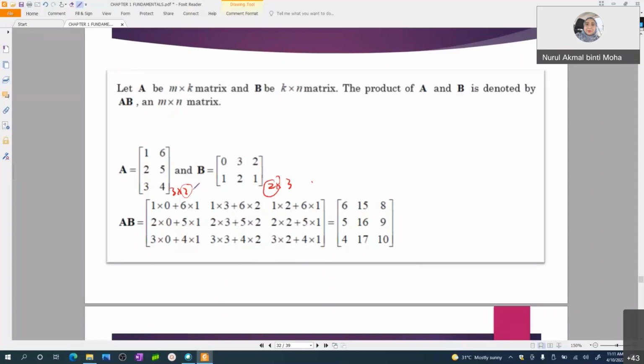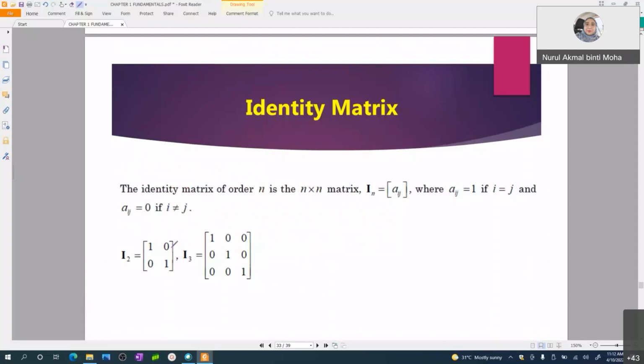Okay, saya rasa semua this is just revision. Then for the identity, it means that the elements of the diagonal matrix are 1, but the other elements other than the diagonal will be 0.